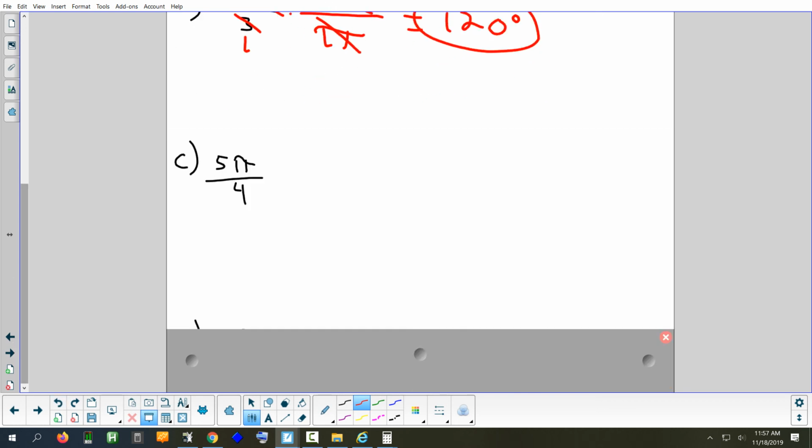Okay, 5 pi over 4. So the way I do it in my head is I know pi over 4 is 45, times 5. So that's 225. That's how I do it in my head. But again, you might not know pi over 4 right away, so you just do it the long way. Multiply by 180 over pi. How many times does 4 go into 180? 45. And that's exactly the calculation I did when I started, 5 times 45.